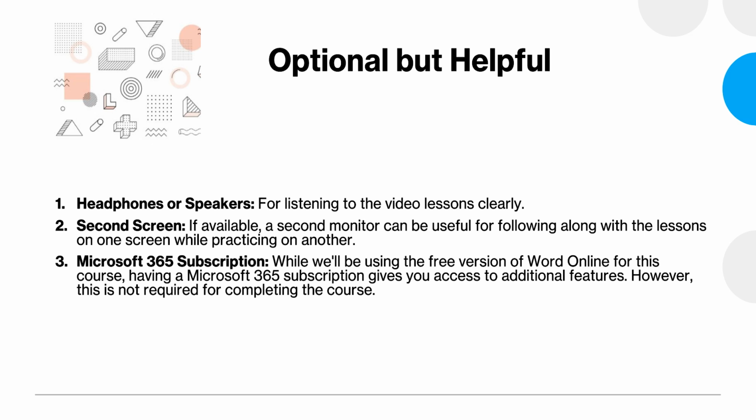There are a couple of things that are optional. These are helpful, but these are not exactly mandatory. You can use headphones or speakers for listening to the lessons clearly. You can also use a secondary screen if available. This can be useful for following along with the lessons on one screen while practicing on another.